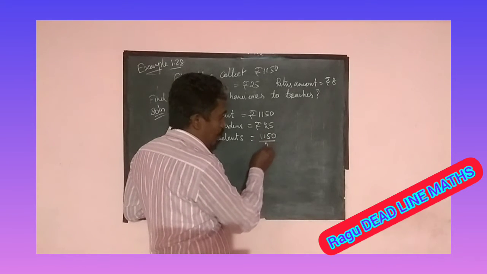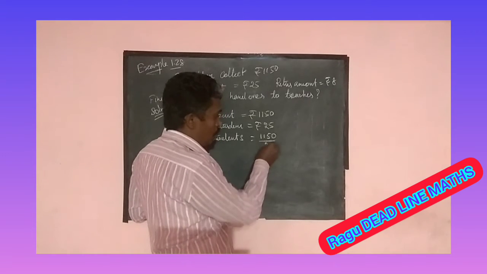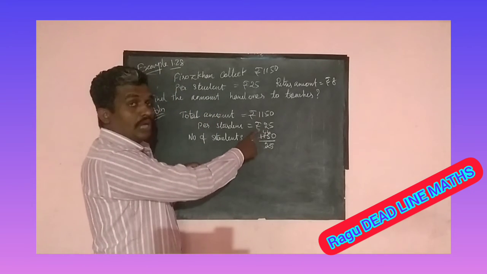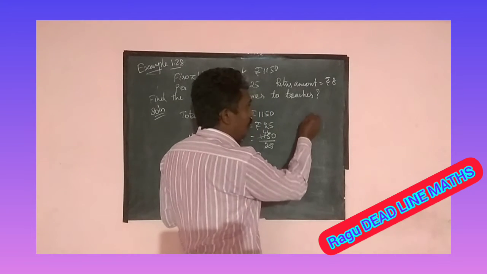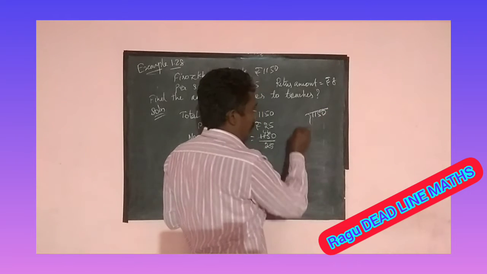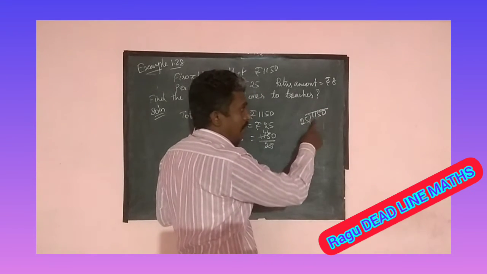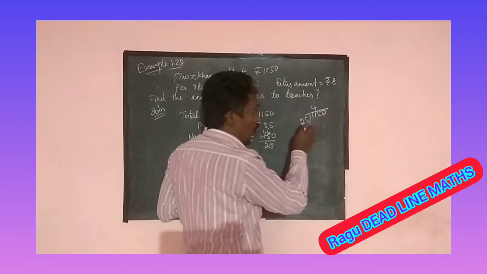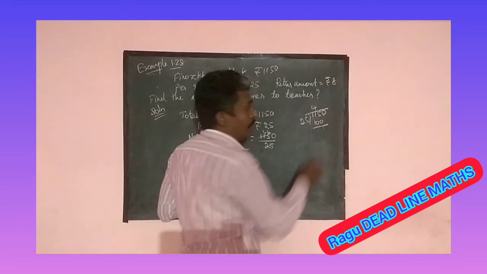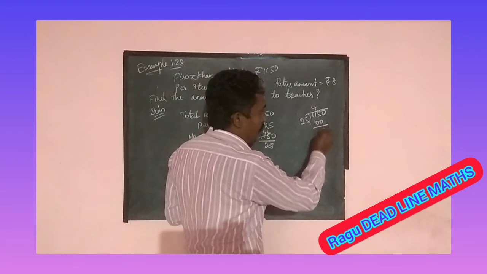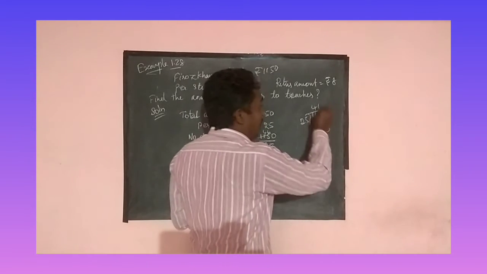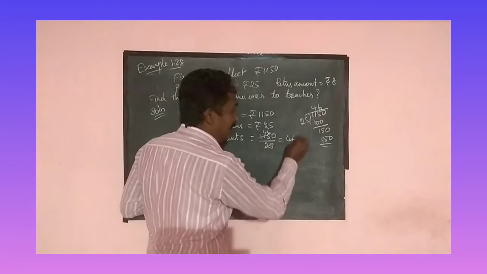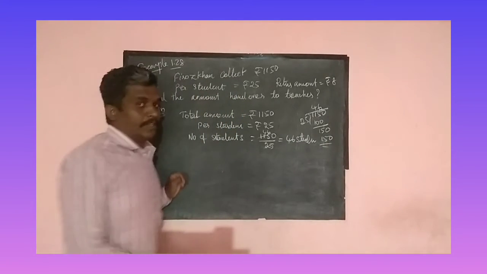1150 divided by 25. If you get confused in this division, you can go like this. First we consider the first three digits, so 115 is there. In 115, 4 into 25 is equal to 100. The balance is 15, and there is a 0. Then 6 25s are 150. So the number of students is 46 students. Did you understand?